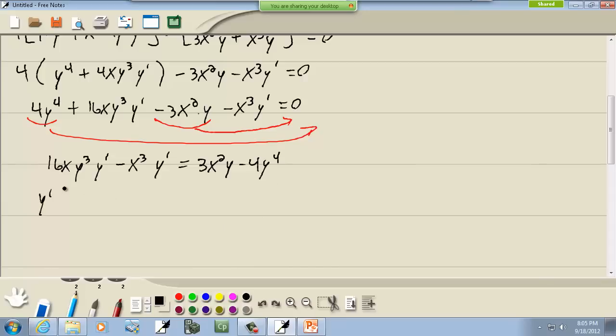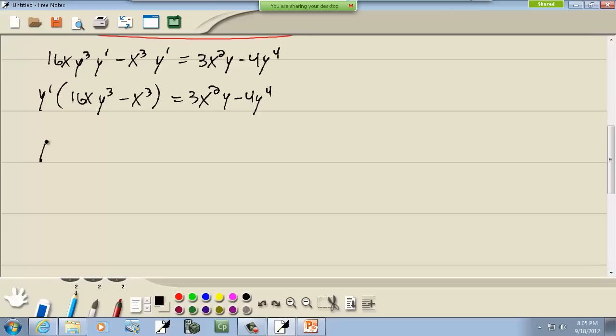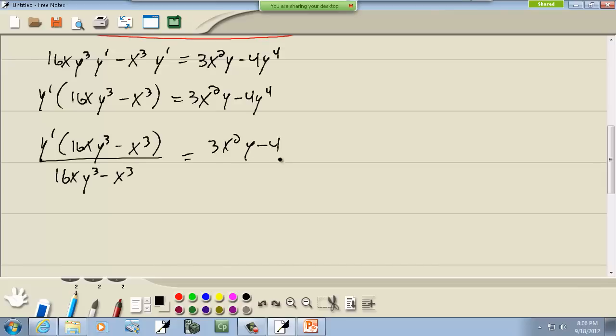Now we want to factor out the y prime. And that leaves us 16x y to the third minus x to the third equals 3x squared y minus 4y to the fourth. Well, now we want to divide both sides by what's behind our y prime, which is 16x y to the third minus x to the third. And same thing over here. So divide both sides by 16x y to the third minus x to the third.